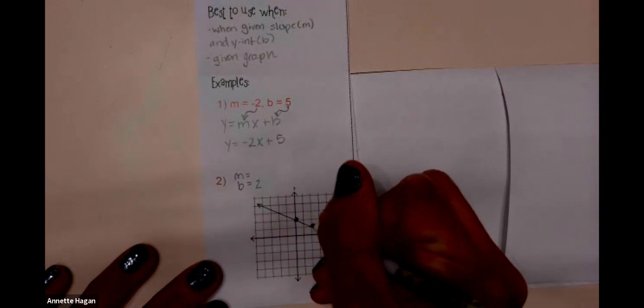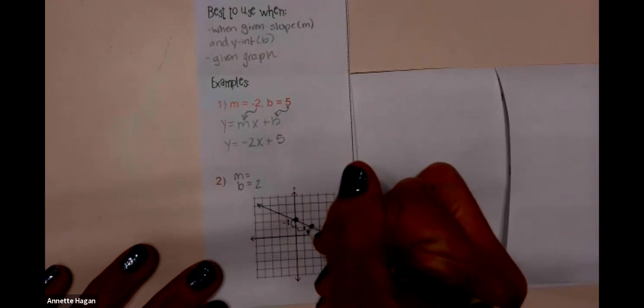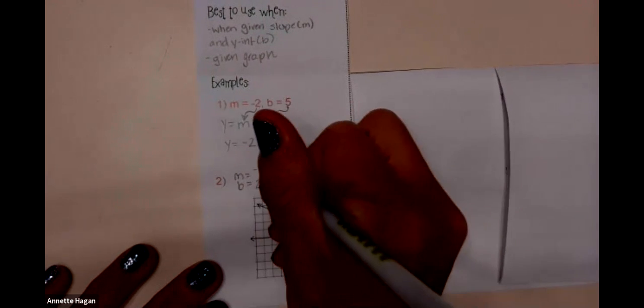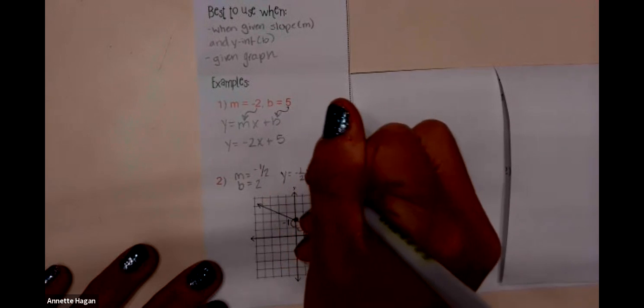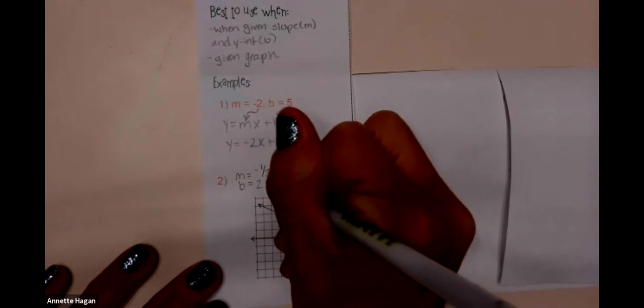Well, there's another good point right here. It goes perfectly through a coordinate. That's a negative slope by going down 1 and right 2. So my slope is negative 1/2. So my equation, when I plug it into y equals mx plus b, is y equals negative 1/2 x plus 2. So this is my equation.